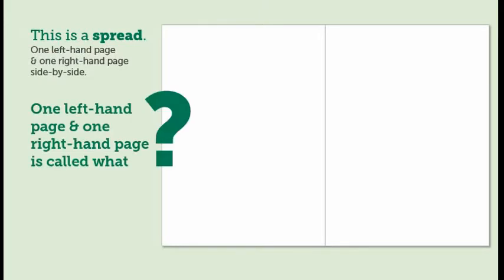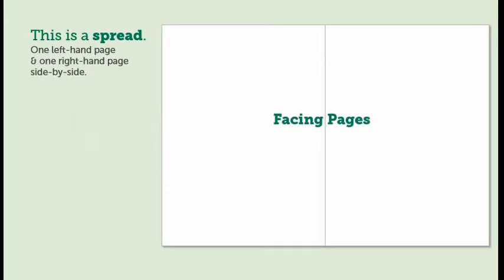There is another term for one left-hand page and one right-hand page. Maybe it's what you guessed instead of the word spread. It's facing pages. So when we're talking about spreads in documents, we are working in facing pages. Facing pages means that we have right-hand pages and left-hand pages.